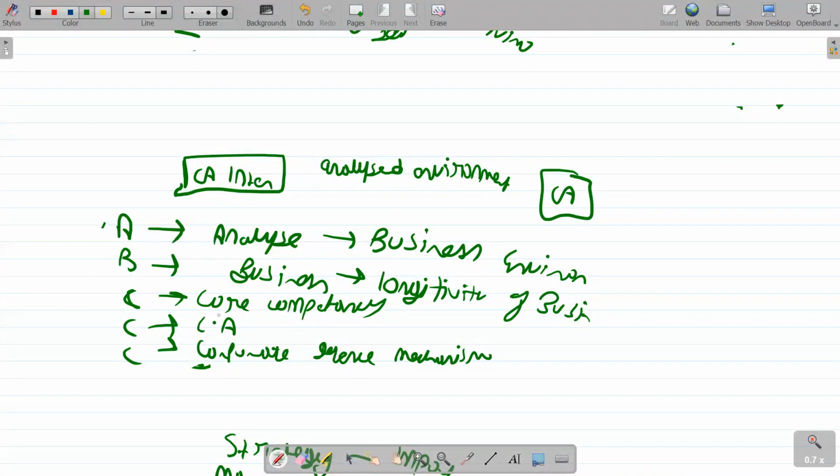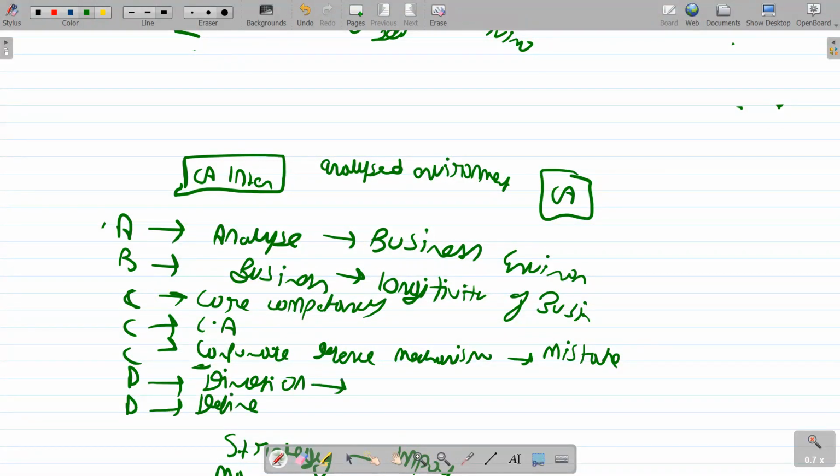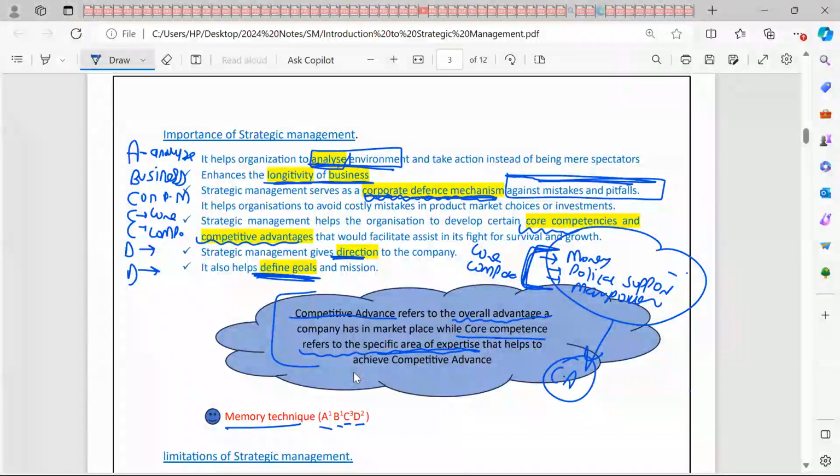Strategic management helps to develop core competency. It also helps to develop competitive advantage, and it acts as a corporate defense mechanism, defense against mistakes and pitfalls. And D for two things we have seen: D for direction and D for define goals. It gives a direction to the company and it defines the goals and mission of the company. I hope this is very clear. ABCD. If anyone asks you, what is the importance of strategic management? You only have to recall in the exam that it is ABCD. Now, who will tell me the full form of ABCD?